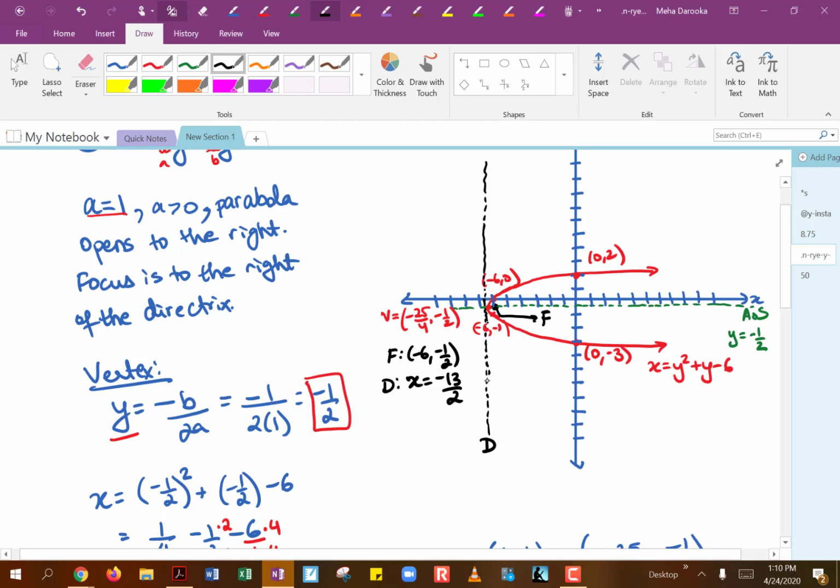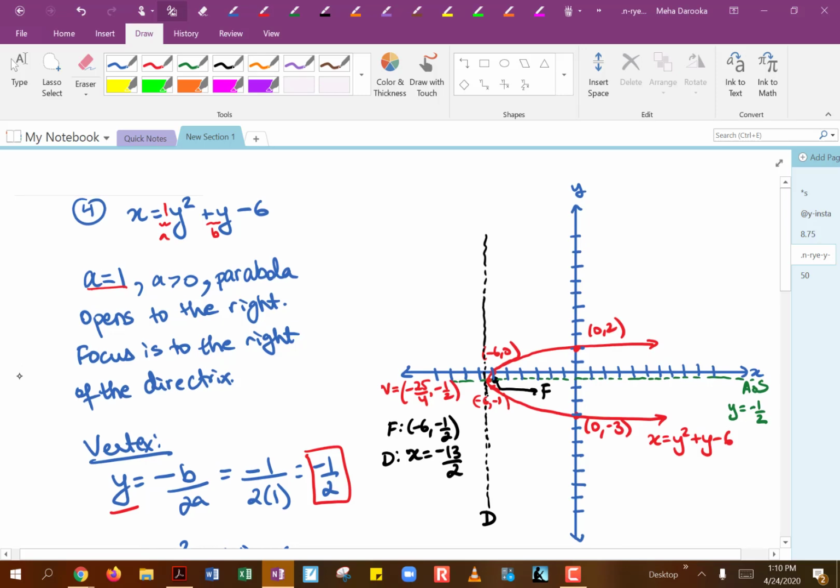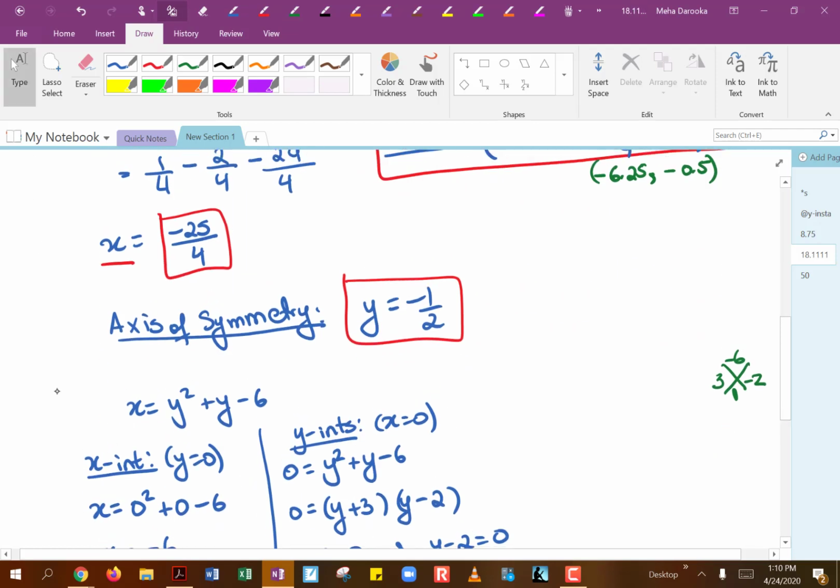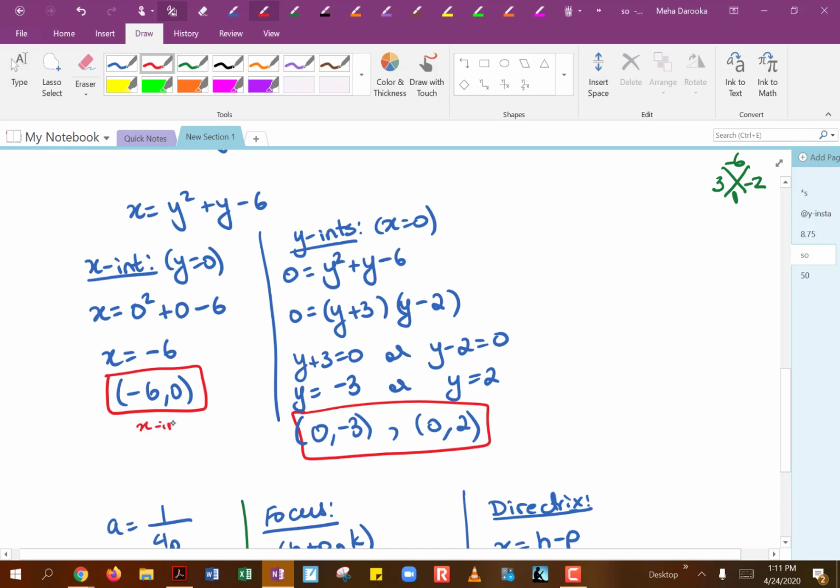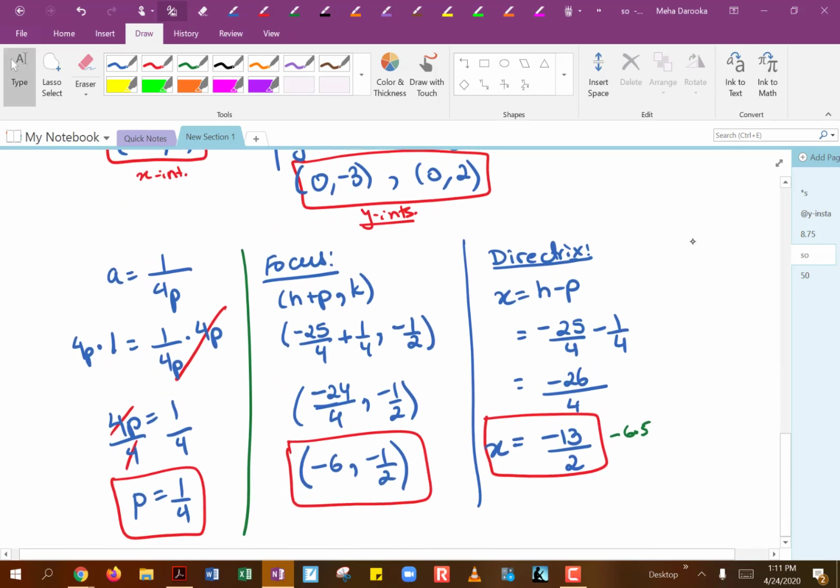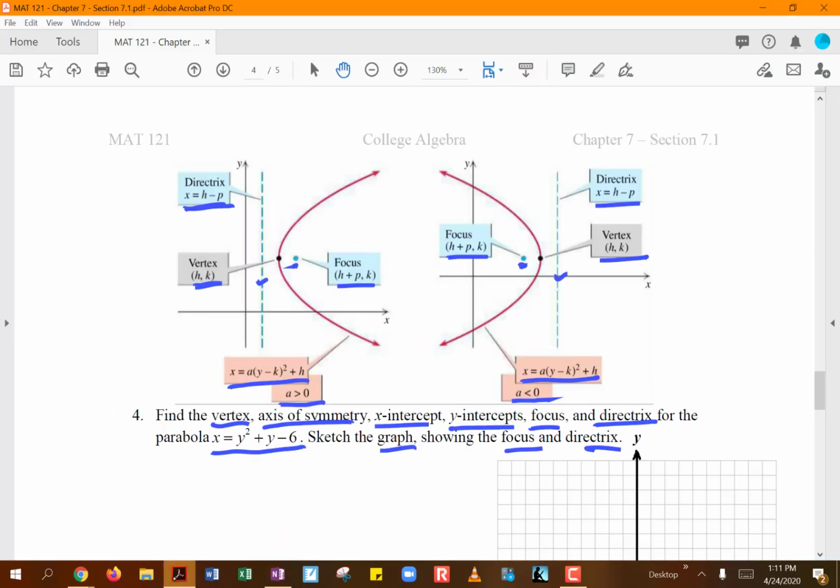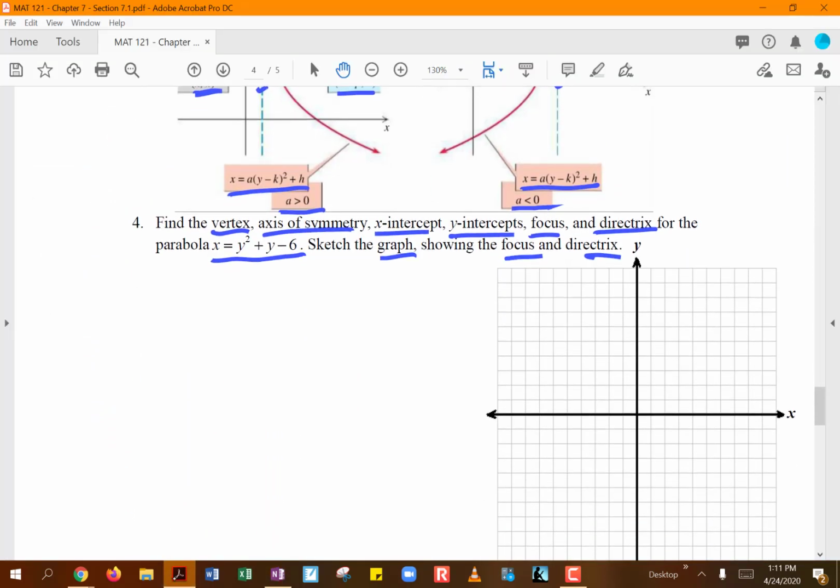So there you go. We have our vertex, this is our vertex right over here. We have our axis of symmetry. We have our x-intercepts. We have our y-intercepts. And now we have our focus and our directrix. We were able to graph our function and show those, even though you can't really see them too well, we were still able to at least put them on our graph. So that's kind of how your parabolas opening to the left or right would work out to be.